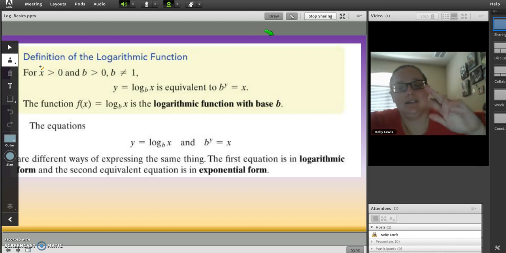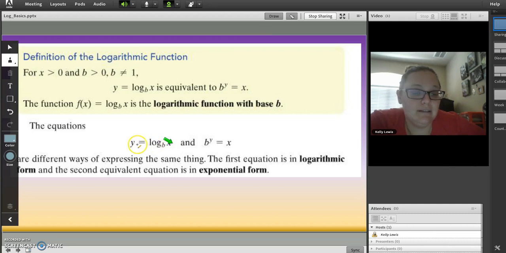Log functions and exponentials are inverses of each other, just like adding and subtracting are inverses, and multiplying and dividing are inverses. Since they're inverses, you can write a subtraction, like 2 minus 3, as an addition: 2 plus negative 3. And just like that, log and exponentials are inverses, so you can write them as each other, okay?